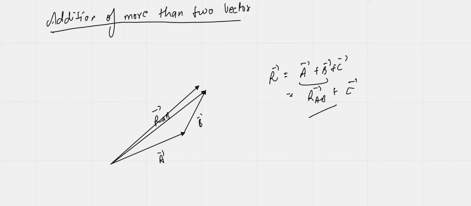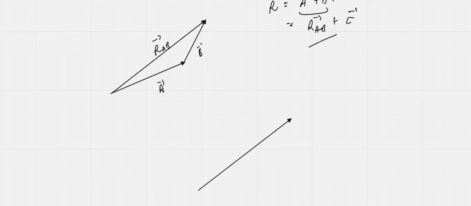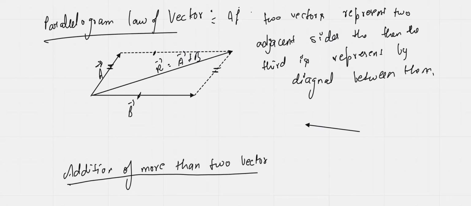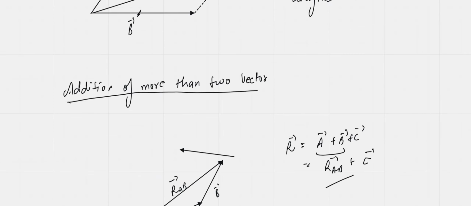Might be this. It looks very similar to the R vector. So can I say that I don't need A and B now, because I have got the resultant of those two? Now I will go to the C vector. This is my C vector. Bring this into the picture.